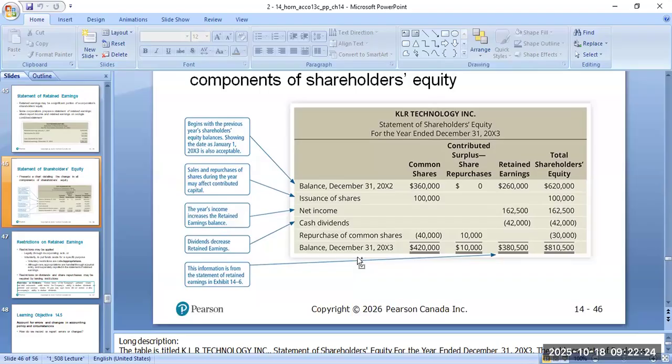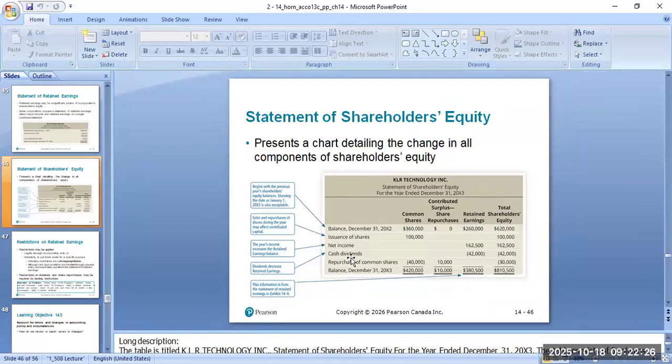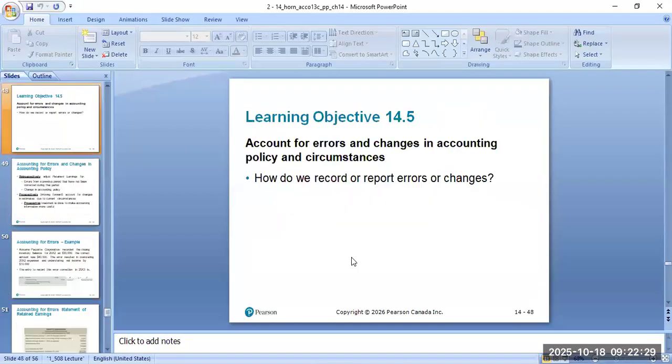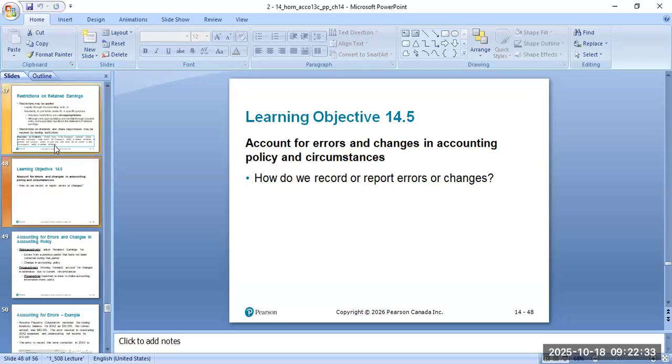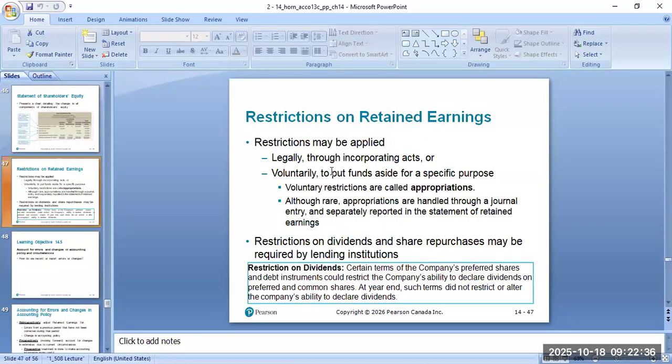Now, the next part, on the next slide, let me see if I'm missing something. This is the restriction to retained earnings. Some companies can impose restrictions on the retained earnings. Now we can have a legal restriction, or we can have a voluntary restriction. Legal restrictions are related to third parties which have an interest in the company assets.